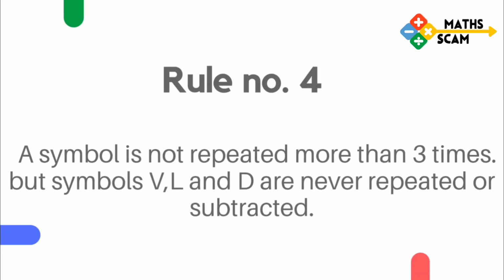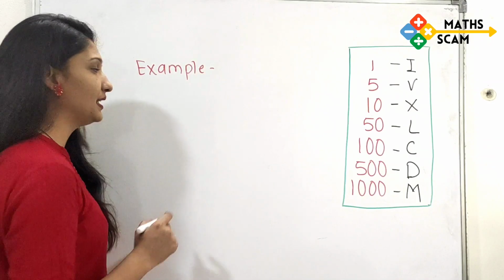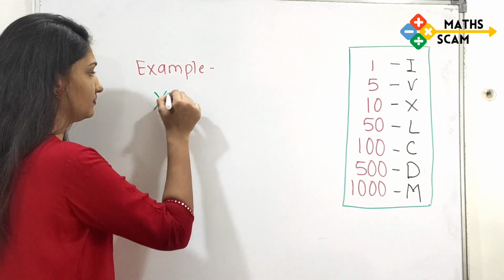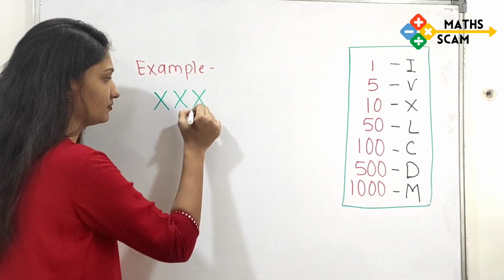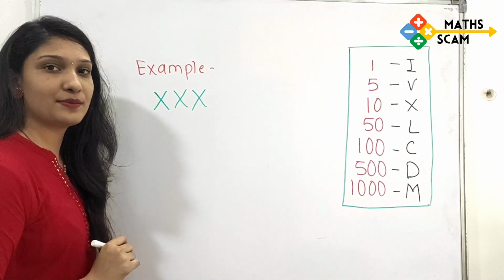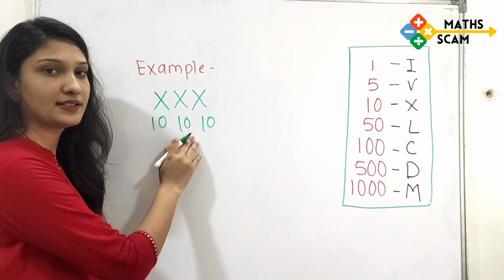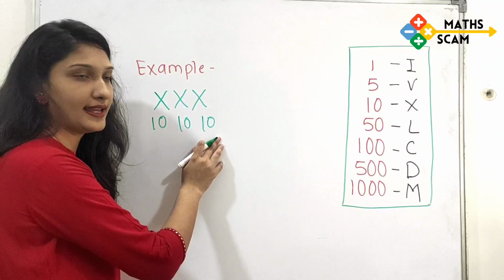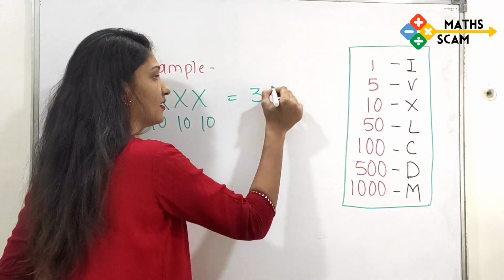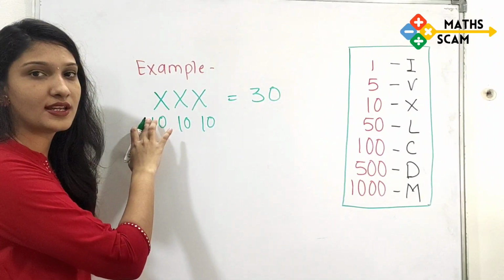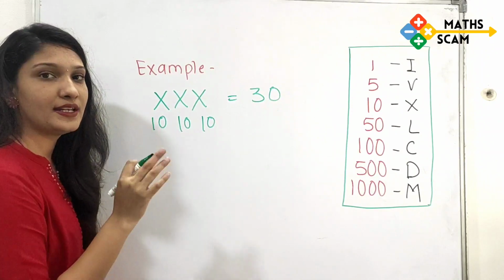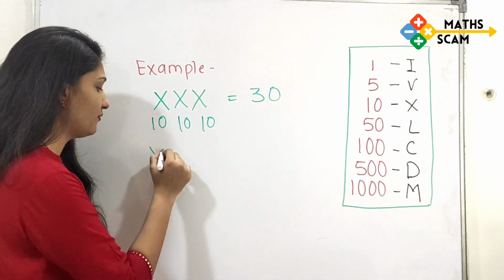Therefore, a symbol is not repeated more than 3 times, and symbols V, L and D are never repeated or subtracted. So for example, triple X. Triple X means 10, 10, 10. So 10 plus 10, 20 plus 10, 30. So the symbol is repeated only 3 times, not 4 times.